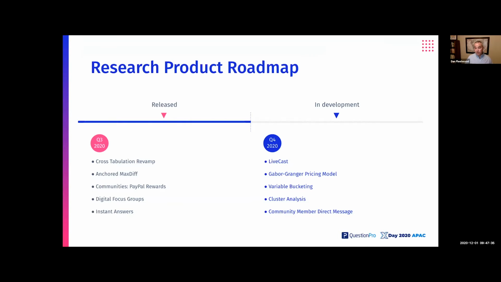We released Anchored MaxDiff. I'll talk a little bit more about that, what it is, and how it can make your research a lot better if you're using those MaxDiff question types. For communities, we released PayPal rewards. So we were hearing that our customers wanted a good cash option. So PayPal rewards was the best solution there.